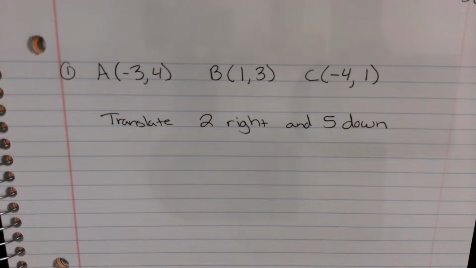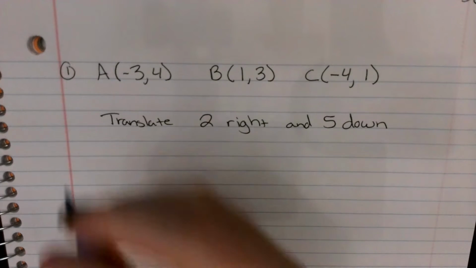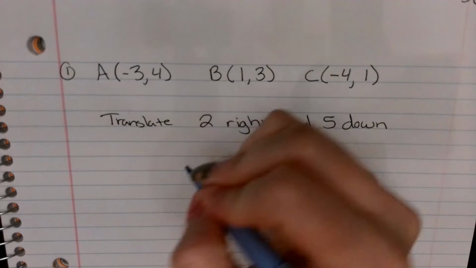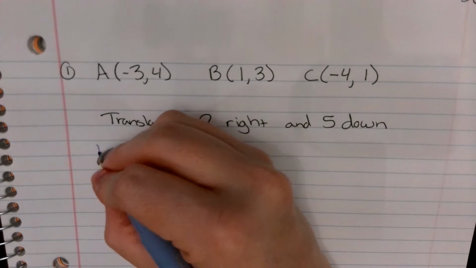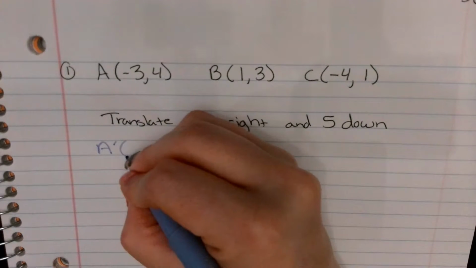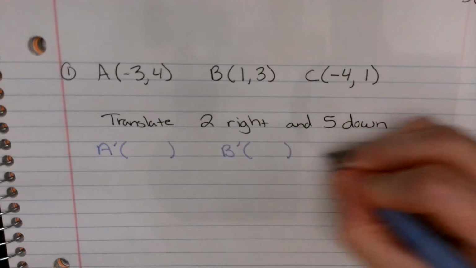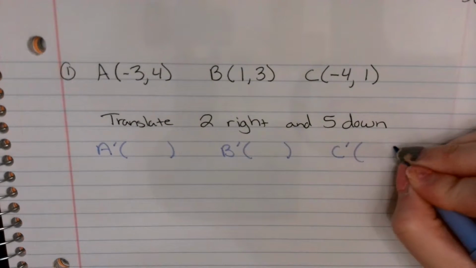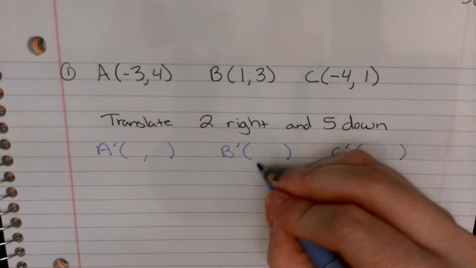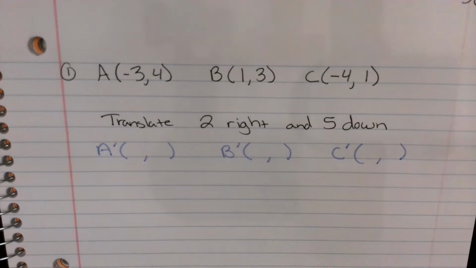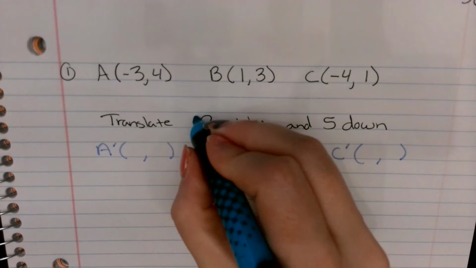So that means I'm now going to have new points. I'm doing a translation to the right and down. So that means my image, A prime, is going to be in a new location. B prime will be in a new location. And C prime will be in a new location. So again, your X is being affected by what moves left and right.